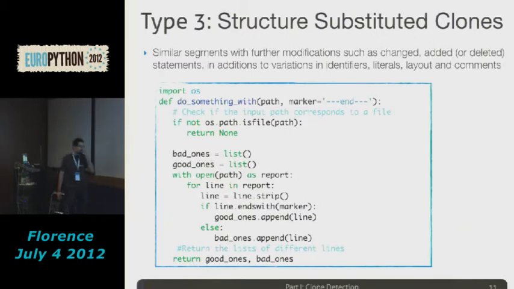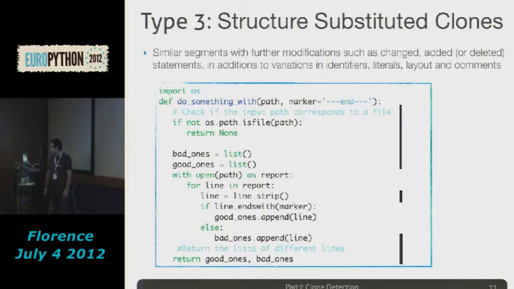Due to lack of space, I didn't repeat the original fragment, but you know it well now. And if you remember, this fragment does quite the same thing, with something more. In particular, it checks if the input path corresponds to a file, for instance. If not, it returns none. And in addition, instead of returning only lines that end with a marker, it also returns lines that do not end with the input marker. That's quite a little variation of the behavior. In particular, the differences have been added here, here, and here.